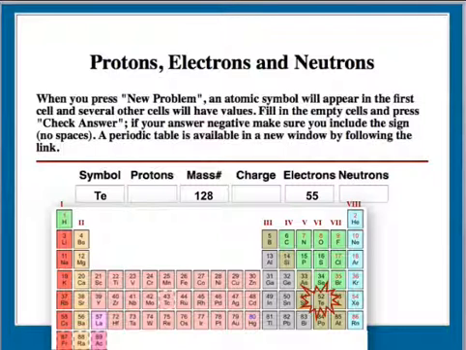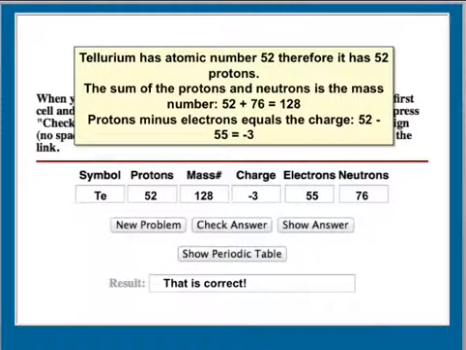All right, its atomic number is 52. That means it has how many protons? 52, right? If the mass number is 128 and 52 of them are protons, simply subtract it to get the number of neutrons, and that's 76. And finally, the charge. If we have 52 positives, 55 negatives, what's left over? 3 extra negative charges. So 52 protons, 128 is our mass number, 52 minus 55, minus 3 for our charge.